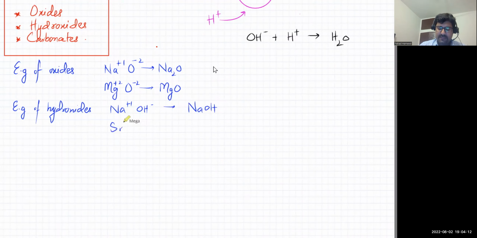Strontium is group 2, so that's plus 2, and OH is minus 1. So if I do crisscross, it's going to be Sr and OH taken twice. That just gives you a ratio that for every one Sr ion in the lattice, there are going to be 2 OH ions. And we can do examples of carbonates as well.